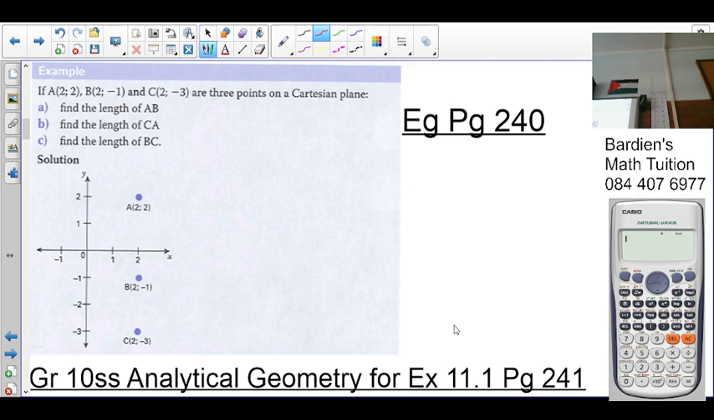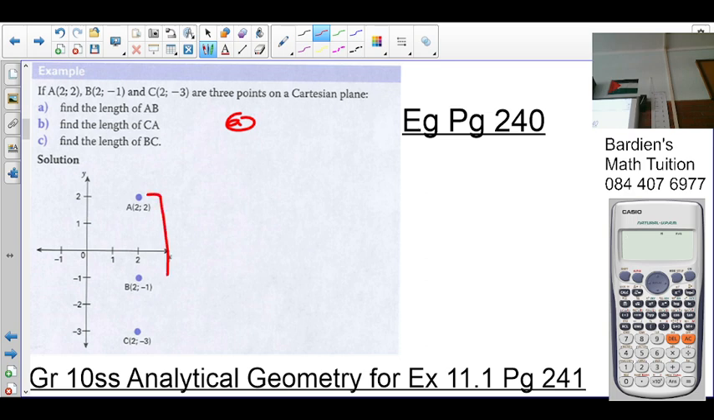What do you notice here? That the points are basically collinear. It lies on the same line, and it lies on the line x is equal to 2. As you can see, all the x values are 2. The x values are constant. So the question says find the length of AB.